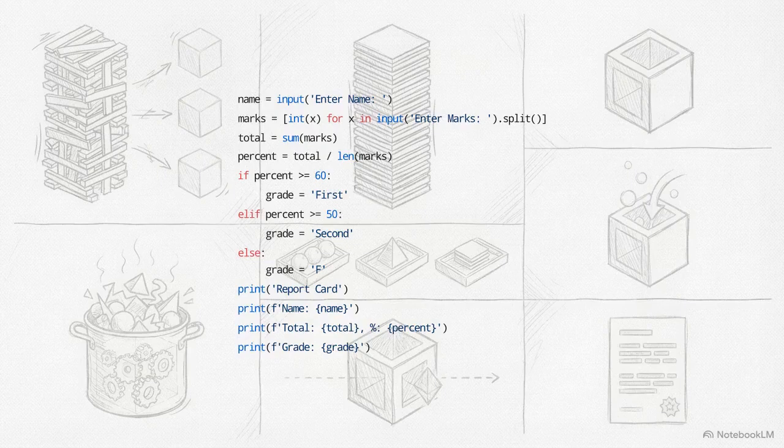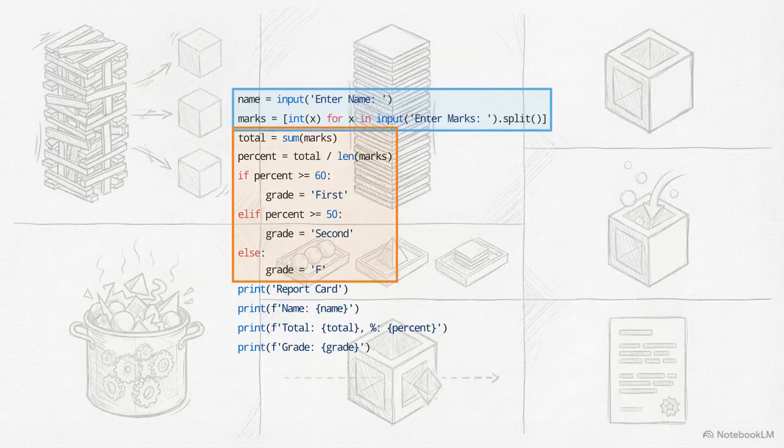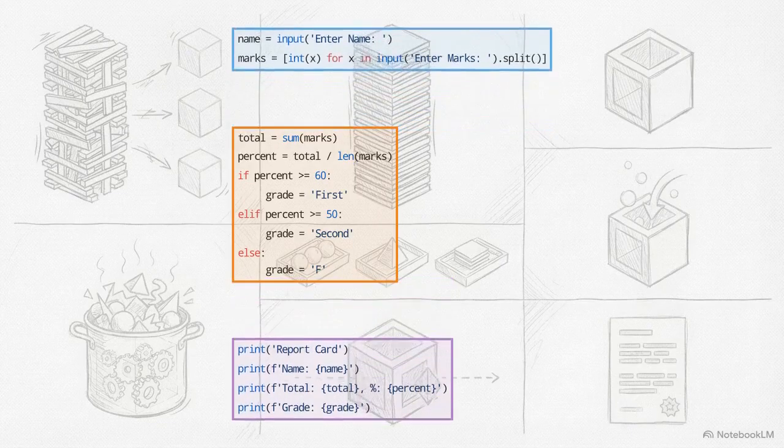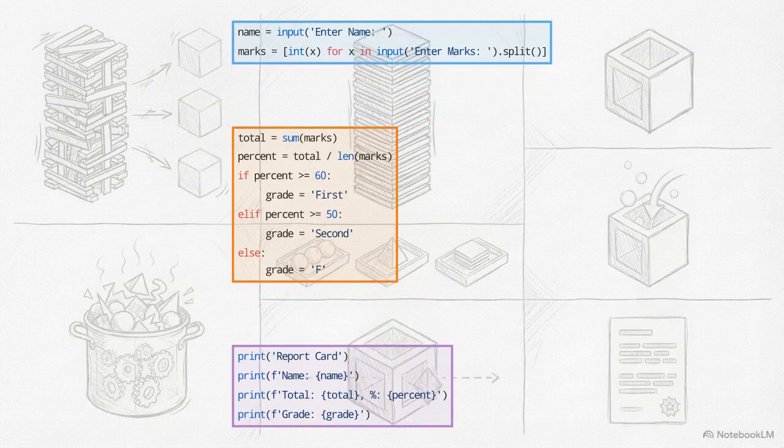We can isolate 3 distinct jobs. First, gathering the student's name and test scores. Next, calculating the total, percentage, and final grade. Finally, printing the text-based report card. Because the script is performing 3 distinct jobs, we will create 3 separate structural containers to organize them.